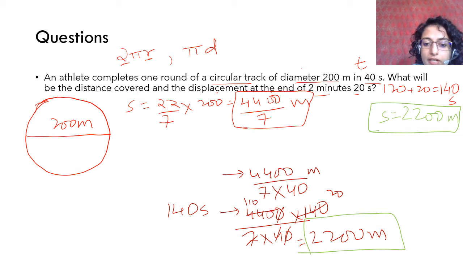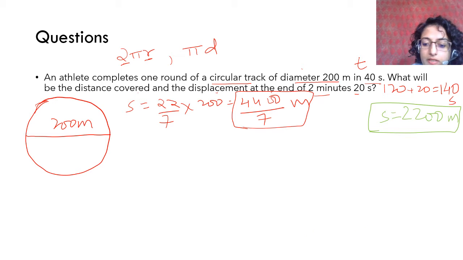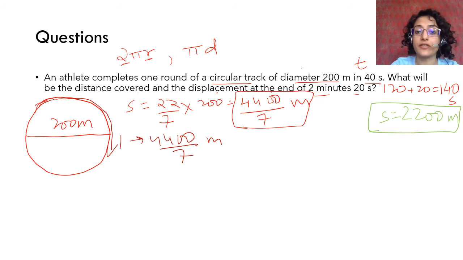Now we will look at the displacement. It's actually pretty easy to find the displacement. Simple है, थोड़ा सा बस दिमाग लगाना पड़ता है, but otherwise it's very simple. Now you know that one round of this track is 4400 upon 7 meter. If one round is 4400 by 7 meter, how many rounds are 2200 meter? We will find it out.